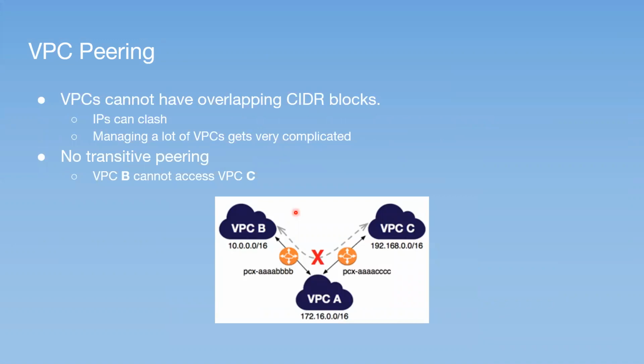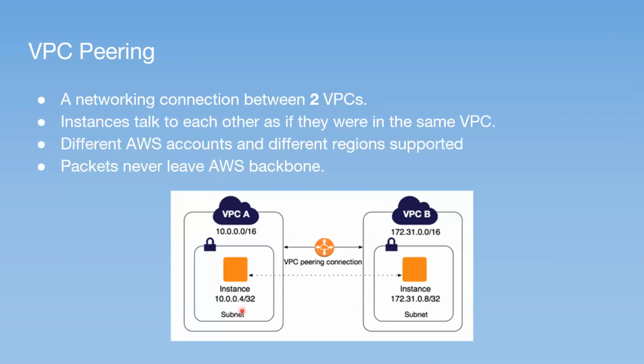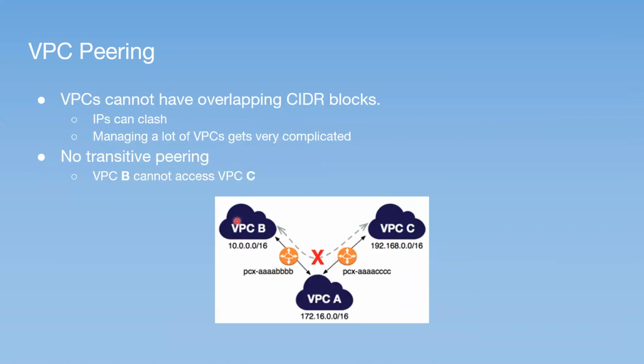There are some downsides with VPC peering, however. One downside is VPCs cannot have overlapping CIDR blocks. What that basically means is that the IP addresses of the instances can't be the same. So when I go back here, you can see these instances have different IP addresses, 10.0.0.4 and 172.31.0.8. And also each VPC has a different IP address space. You can see these two numbers are different. They can't have the same number. If they did, you couldn't set up a VPC peering connection. So that means that managing a lot of VPCs can get complicated, as you need to make sure that there aren't any clashes in IP addresses.